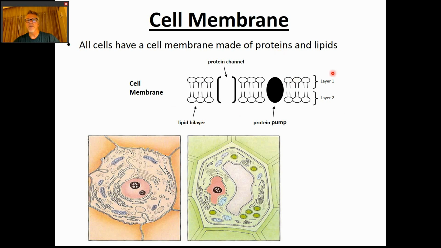So here's a sort of a schematic diagram of what a cell membrane looks like, with an animal cell here and a plant cell here. Remember, they're generally the same and their membranes are the same, but with a plant cell you also have the cell wall around the outside of the cell.